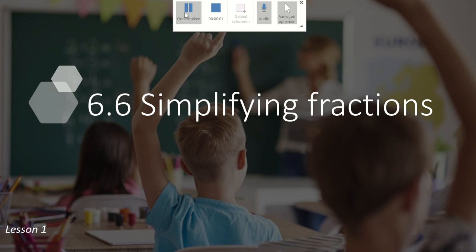Hello everyone, this is your first mathematics lesson at home. We're going to discuss 6.6, simplifying fractions. I want everyone to take notes because you need to do this in class as well.